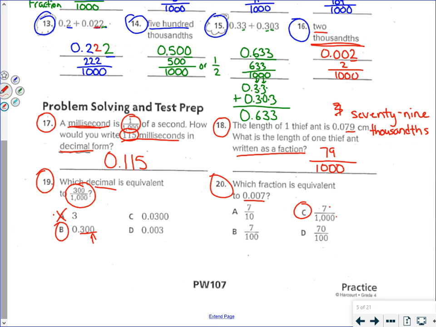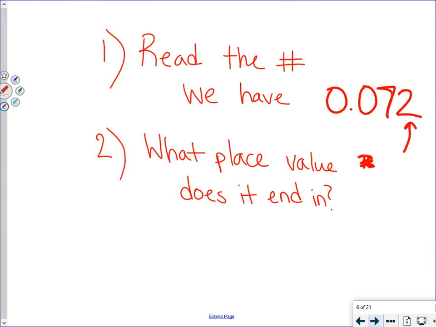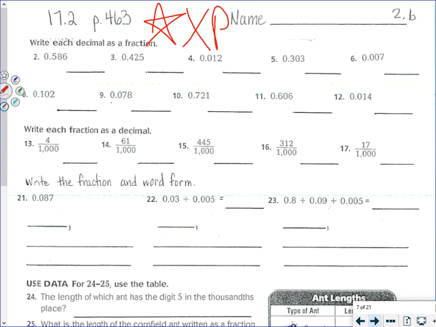Okay, so the back side here, one more. All this is extra practice, okay? If you want to do it, you can. If you need extra practice, by all means do that.